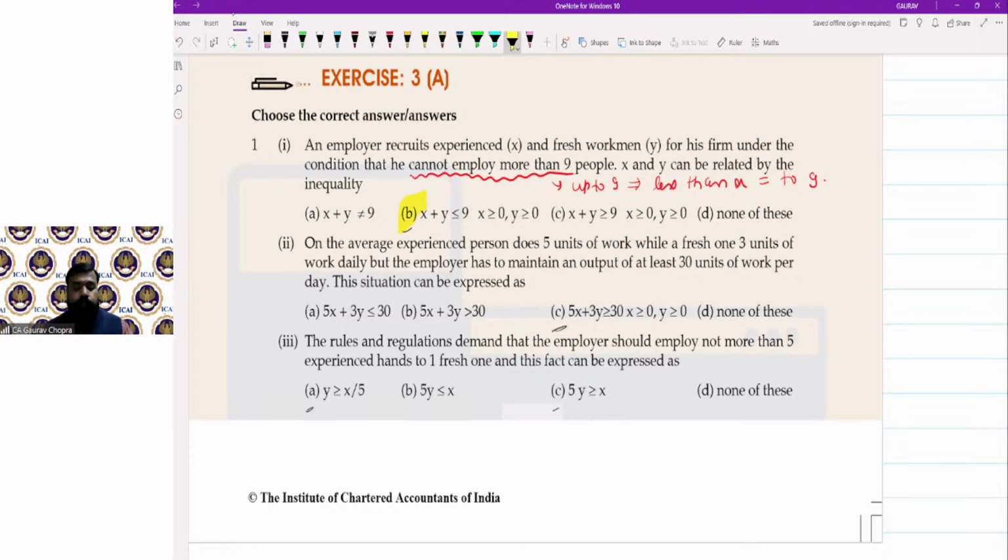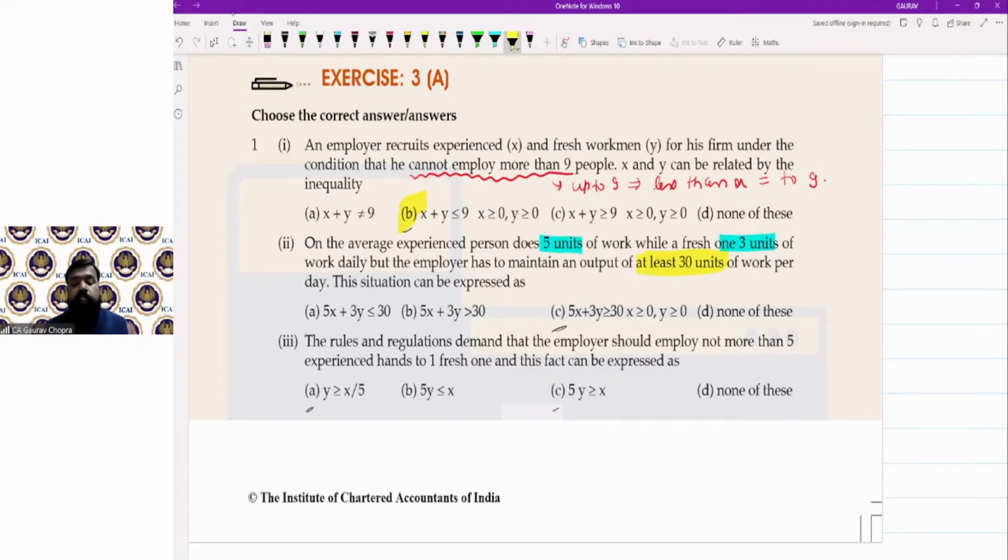Now the second one. On average, an experienced person does 5 units of work while a fresh one does 3 units of work daily. How much work do experienced people do? 5 units. And fresh ones? 3 units on a daily basis. But the employer has to maintain an output of at least 30 units. How much does the employer have to maintain? 30 units per day.